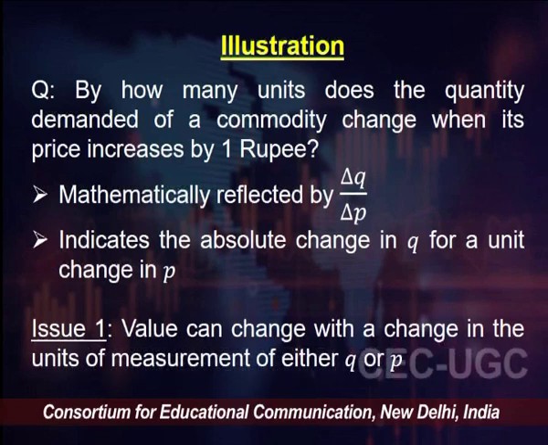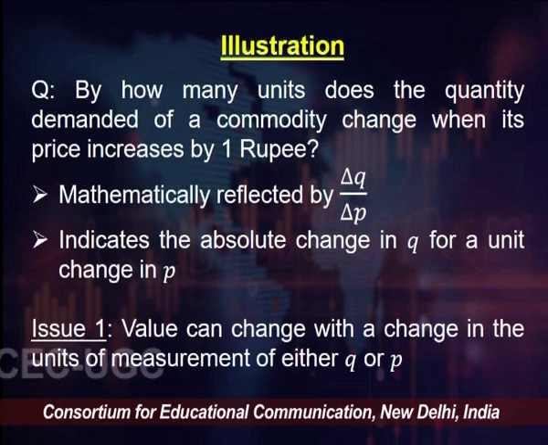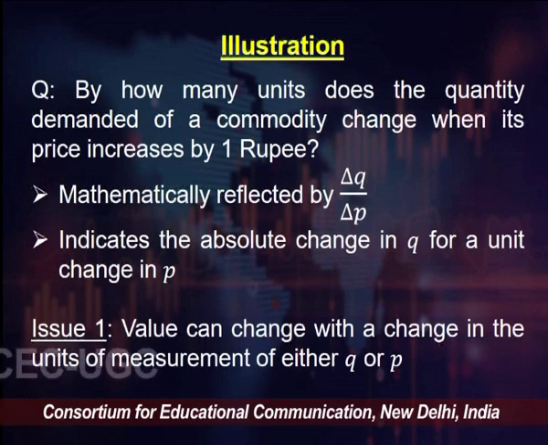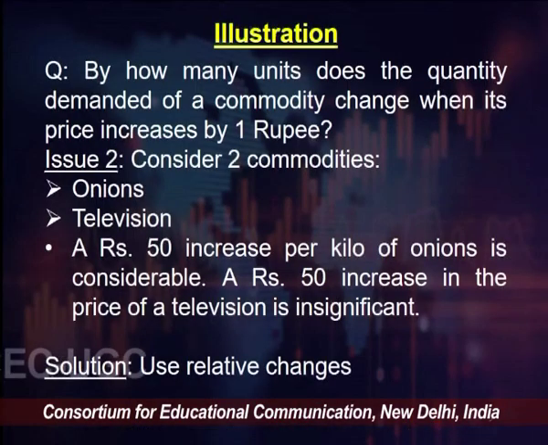However, there are two problems here. One is that the value that you get here for delta Q by delta P is not going to be independent of the units of measurement, because this value will change whenever there is a change in the units of measurement of either Q or P. That is one of the issues here, that you are not going to get something which is independent of the units of measurement.